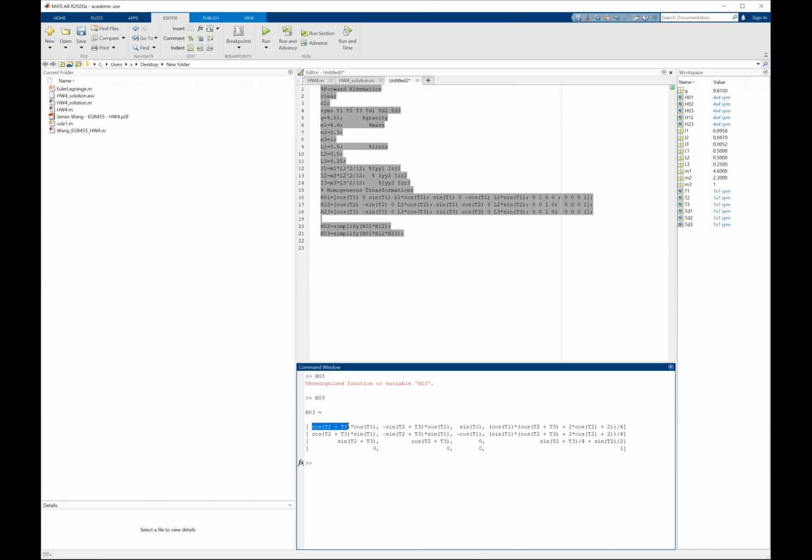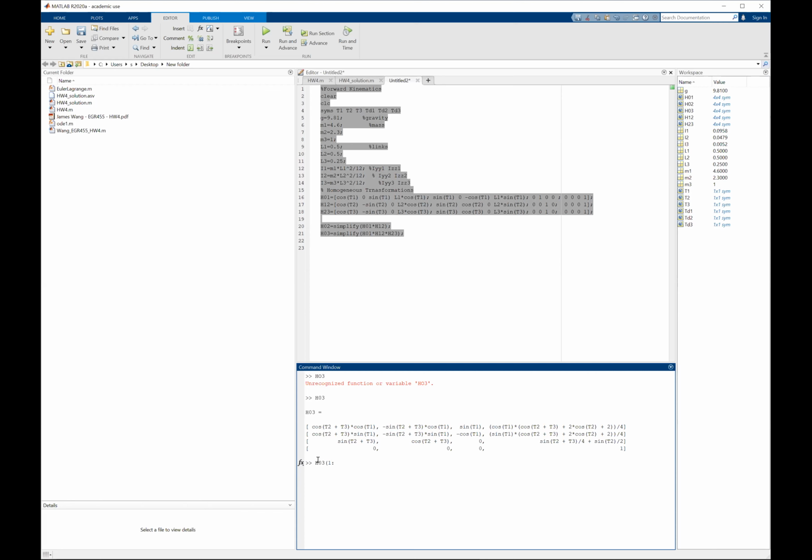You have cosine T2, T3, cosine T1, cosine T2, cosine T3, sine T1. Then you have sine T2, T3, cosine T1, sine T2, T3, sine T1. Solving the inverse kinematics problem for this particular homogeneous transformation is fairly simple. And the reason for that is, look at the rotational matrix.